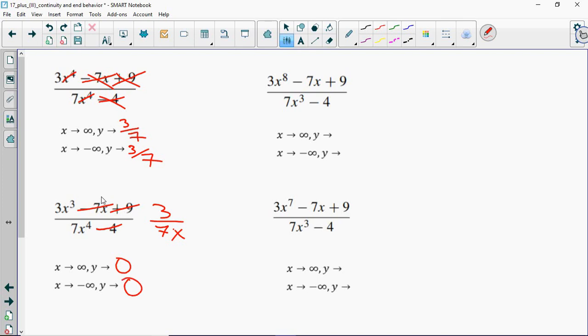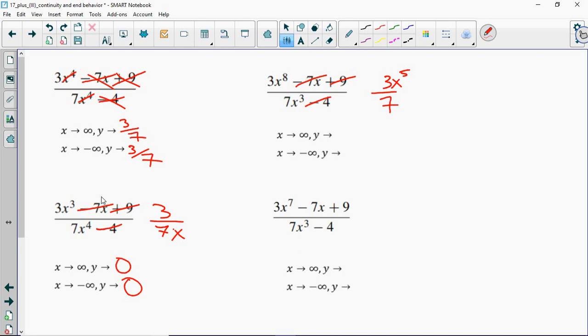Now we go to the top right. Hopefully you're catching on here. I really don't care about any of these terms. I just want to look at the largest exponent in the numerator and denominator and then simplify from there. In this case, that's going to simplify to 3 over 7, but I'm going to have x to the 5th up top.